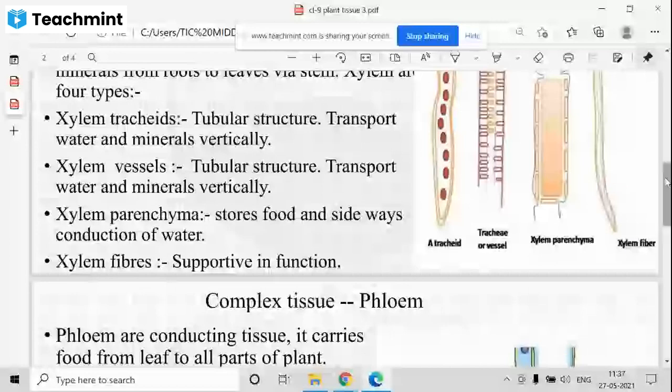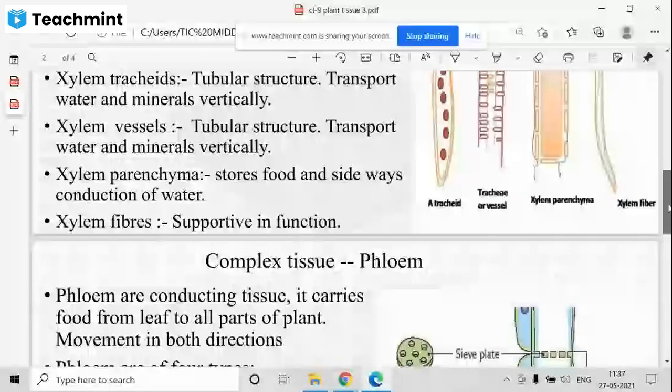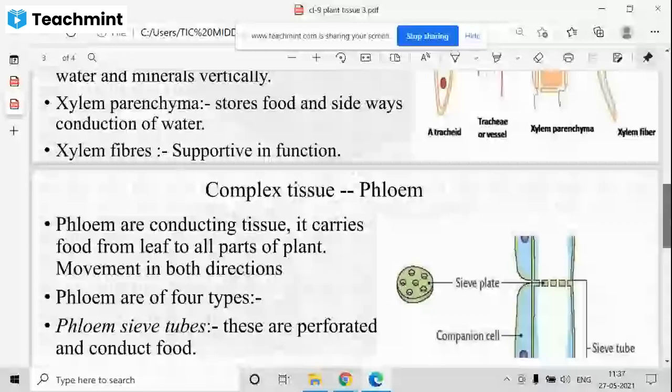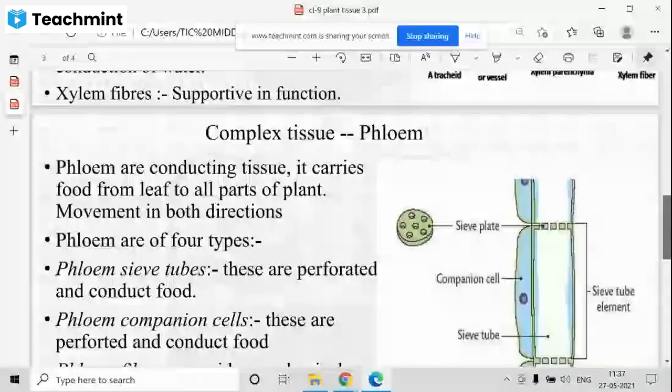So what happens when the wind blows? These cells do not tear. They act like a wire, and thereby the plants can withstand the wind blows or any harsh conditions. Got it? So they act as supporting cells. Clear? Okay, fine. Can we go to phloem now?